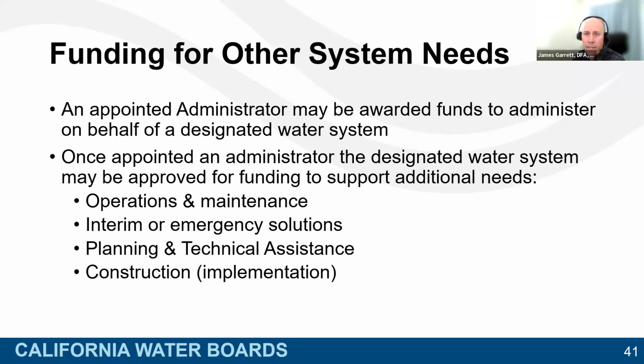They can apply for planning and technical assistance funding. So the administrator can apply for planning funding through the Drinking Water SRF on behalf of the water system, or they may also submit a request for technical assistance to accomplish any planning or engineering needs for the system. And then finally, there may be a need for construction and implementation funding. So the administrator, similarly to planning, can apply for construction funding through the Drinking Water State Revolving Fund Program. They're able to apply for grants on behalf of the water system in order to help implement a permanent solution.